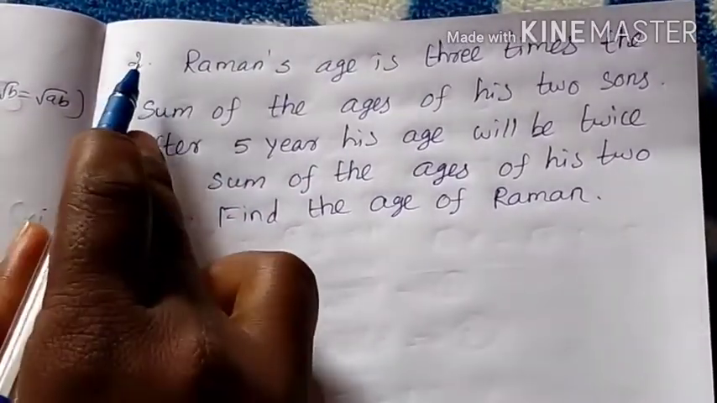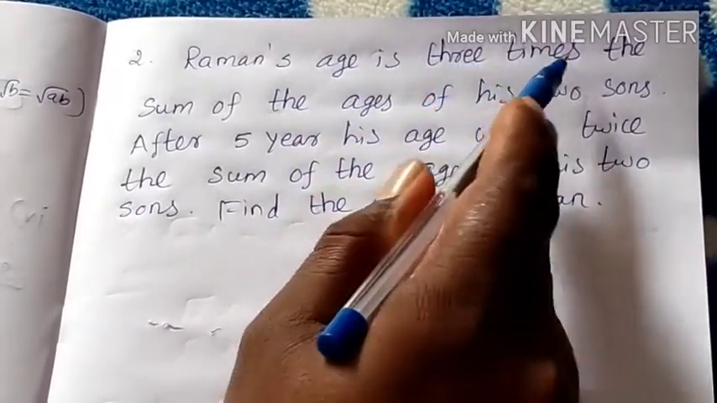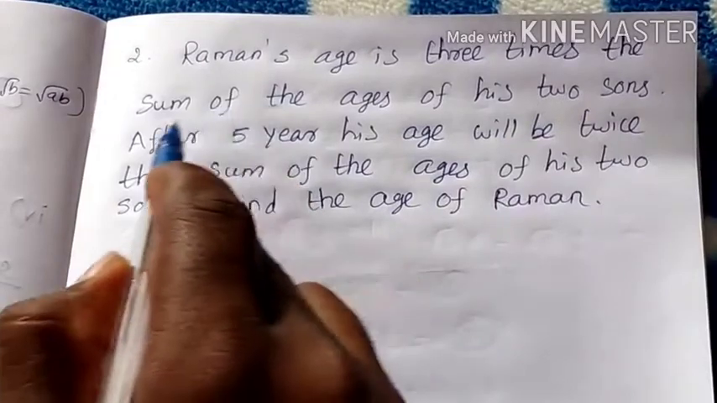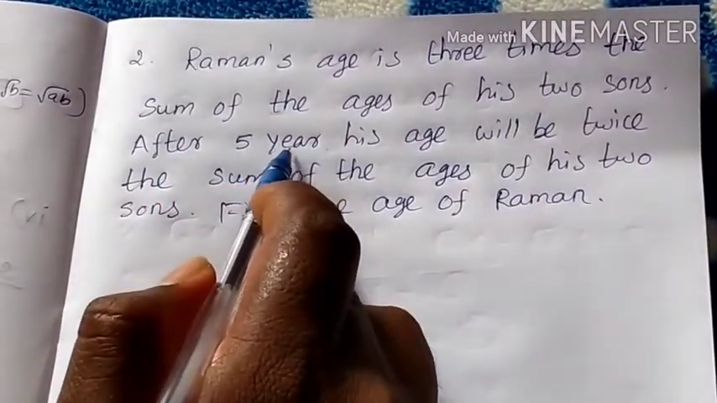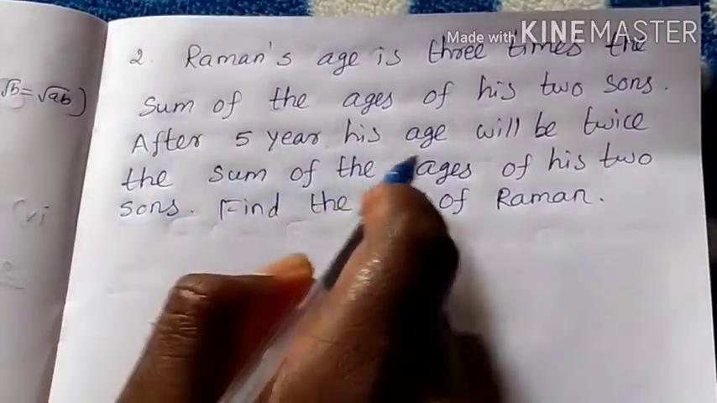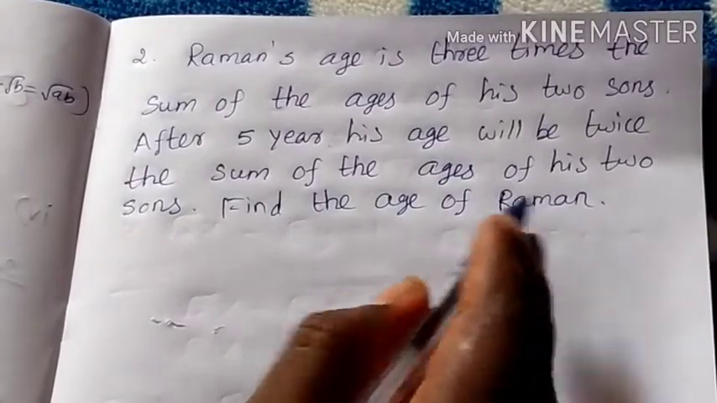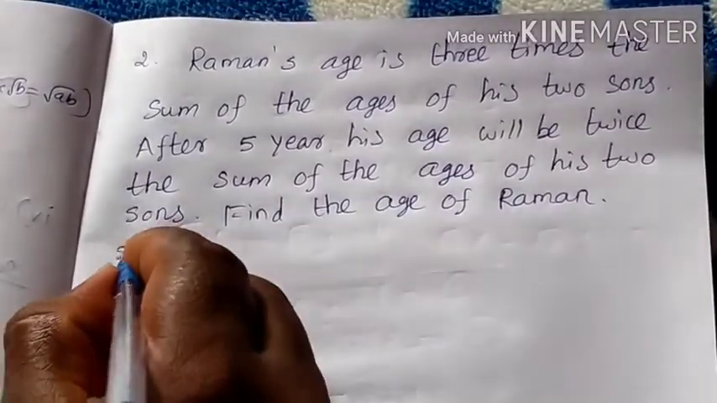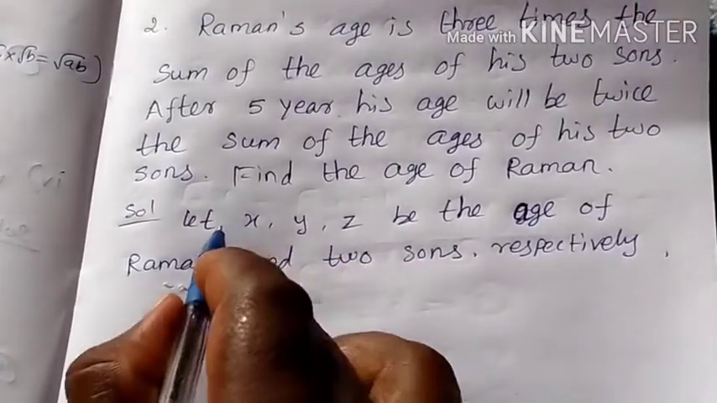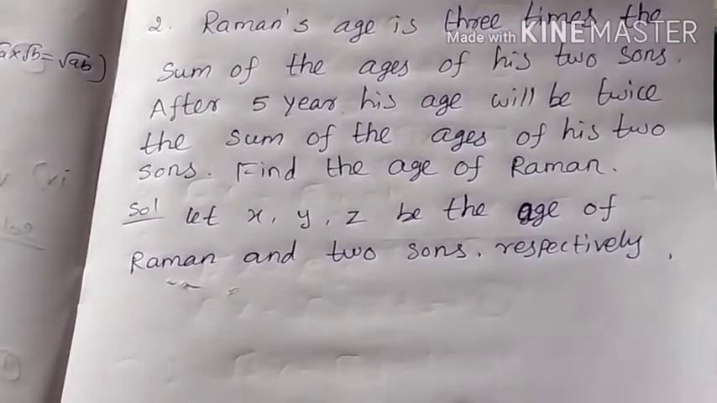Listen. The second question is a word problem. Raman's age is 3 times the sum of the ages of his 2 sons. After 5 years, his age will be twice the sum of the ages of his 2 sons. Find the age of Raman. The solution: let x, y, z be the ages of Raman and his 2 sons respectively.